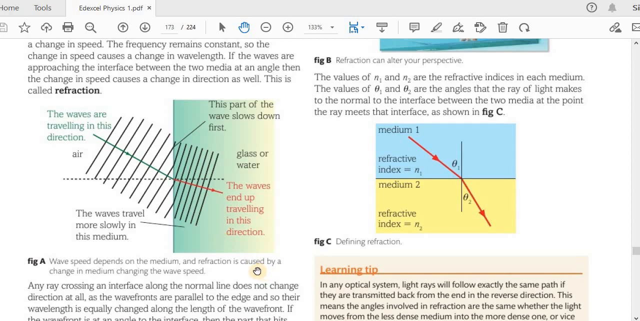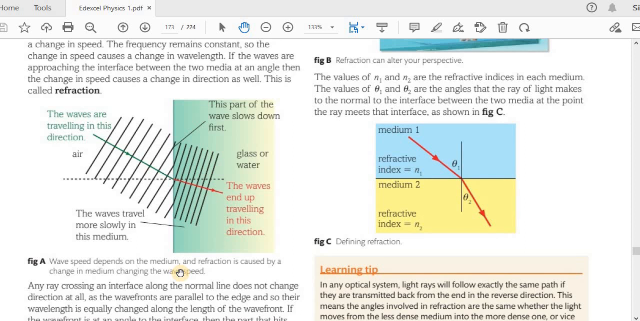Wave speed depends on the medium, and refraction is caused by a change in medium changing the wave speed. You have also learned light travels at different speeds in different media. In air it travels faster than in glass. In vacuum it travels even faster than air, and it travels faster in water compared to in glass.